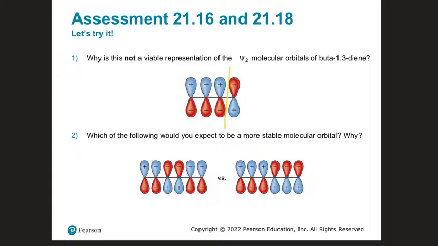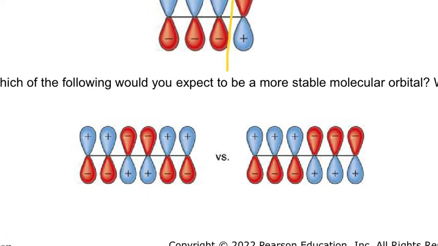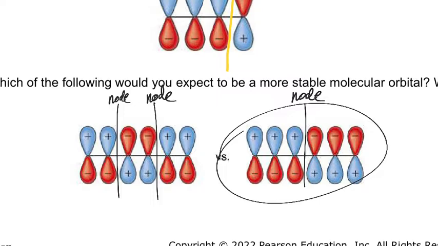For 2, which of the following would you expect to be more stable, and why? Well, we have 1 and 2 nodes, and 1 node here. So I'm looking at that, and I would say this one would be more stable because it only has 1 node. Therefore, there's more overall overlap between the 6 orbitals on the right than there is on the left. You get 3 atoms spread out there, 3 atoms there. So it's always going to be that the fewer nodes there are, the more stable it'll be.